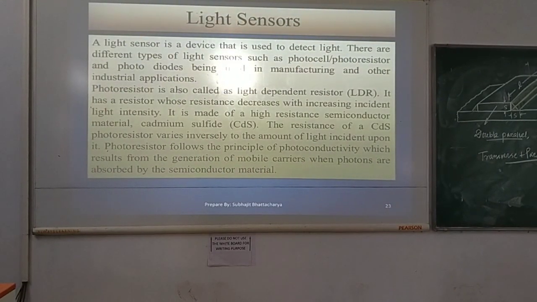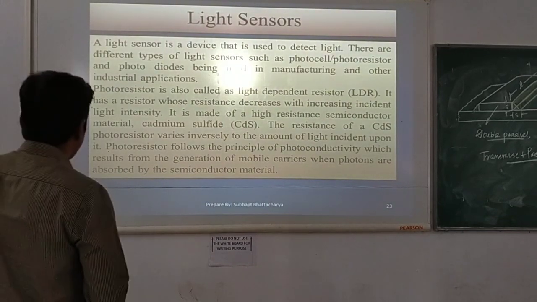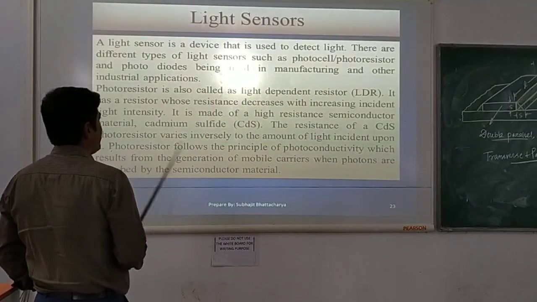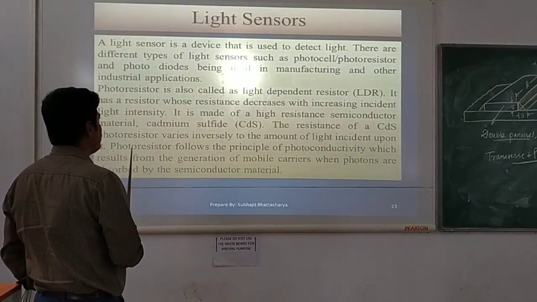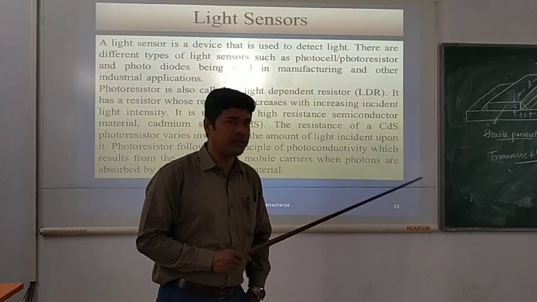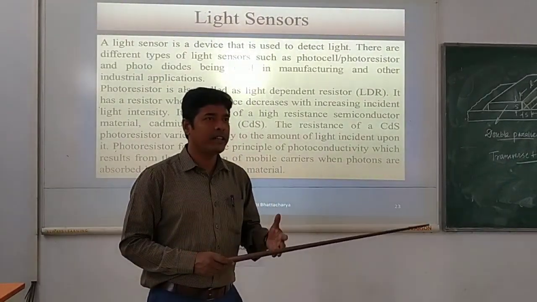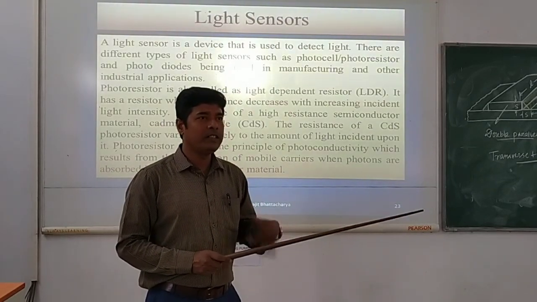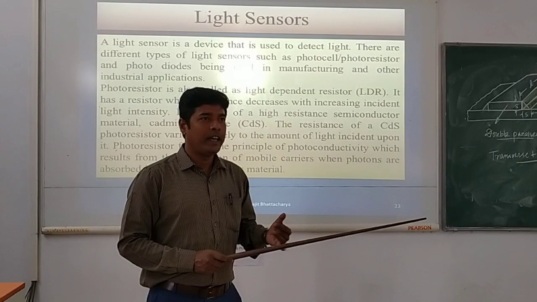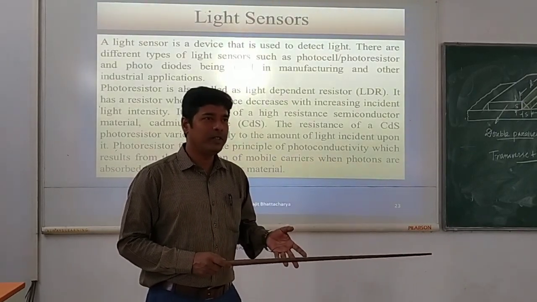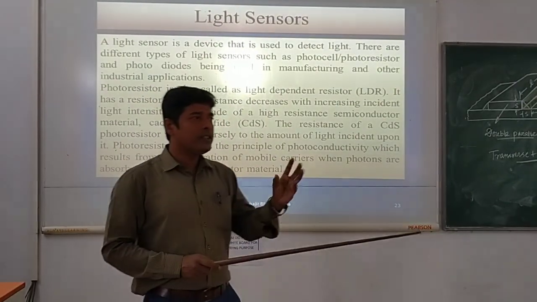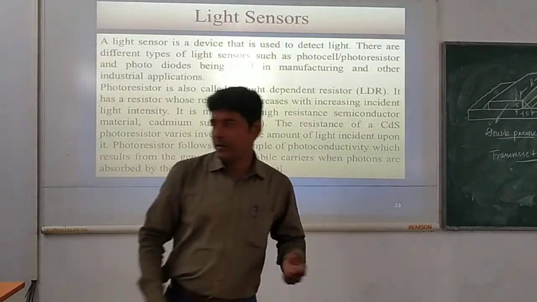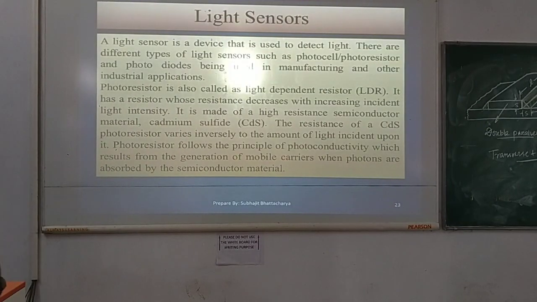Light sensor. A light sensor is a device that is used to detect light. There are different types of light sensors such as photocells and photoresistors. We have already discussed these photodiodes. Whenever light falls on it, there will be current. It is connected in reverse junction, and whenever light falls on it, the depletion region is annihilated and current can pass through it. And so these can be used as detectors of light. Okay, so that is our discussion.